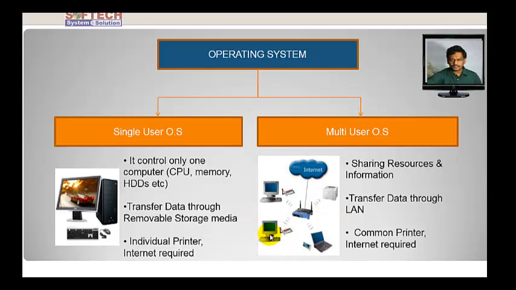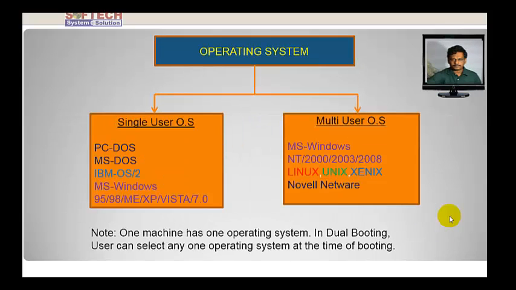If we give a print command from any one of the computers, the printer works. We can get only one internet connection and access the internet on all machines. So this is a multi-user operating system.